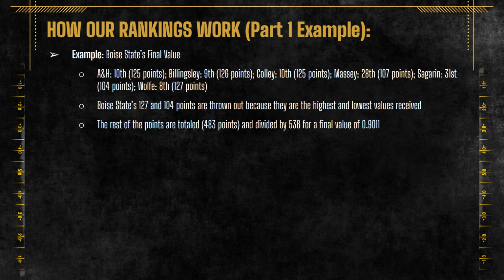Here's an example. We'll use Boise State, the beloved Group 5 team. You can see all the rankings from the 6 computers and the points. They were rated highest by Wolf and lowest by Sagarin, so those are thrown out. The remaining 4 are added for a total of 483 and divided by 536 for a total of 0.9011.